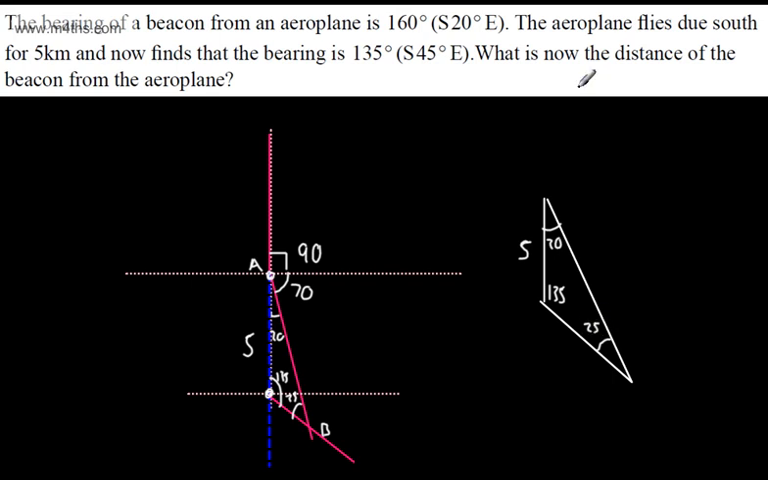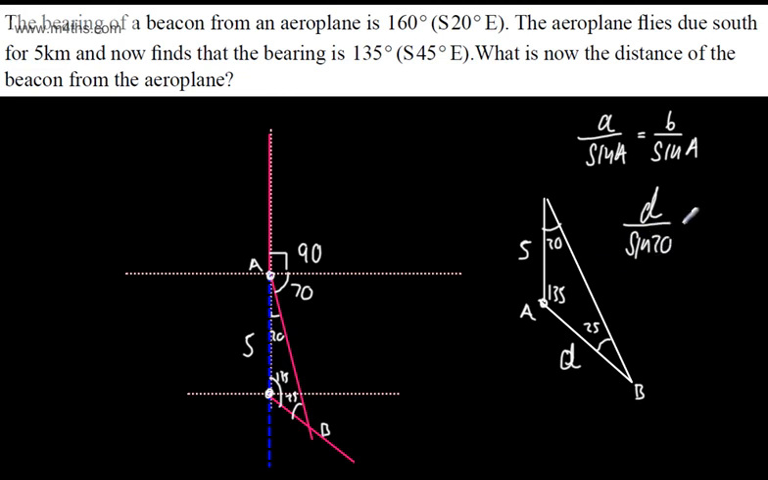What we're looking at now is what is now the distance of the beacon from the aeroplane. So the aeroplane is just here, the beacon is just here, and we need this length right here. So what we can do is go ahead and use the sine rule. I'm just going to call this d, that's the distance. So using the sine rule, we can say that a over sine a is equal to b over sine b. So d over the sine of 20 degrees will be equal to 5 over the sine of 25.